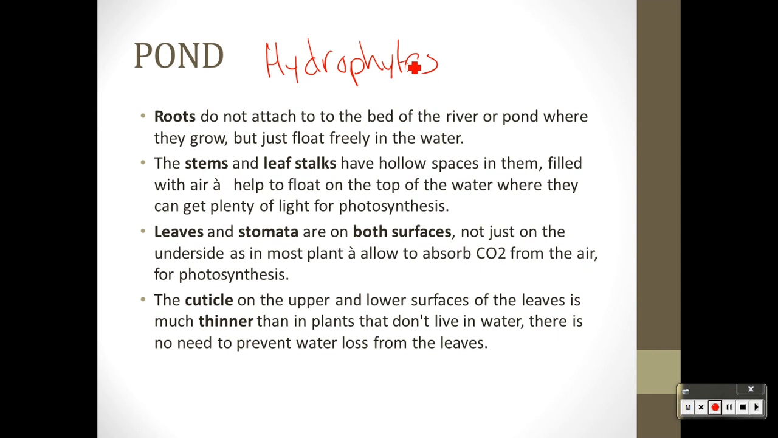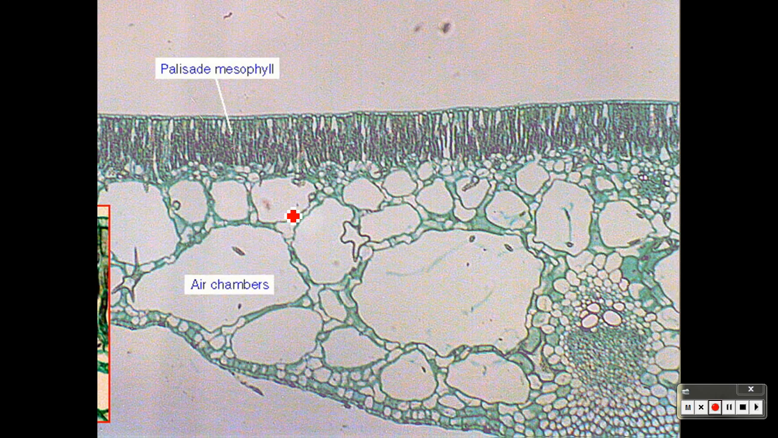Now hydrophytes, they float, and they're able to float because their stems, leaves, and stalks have spaces filled with air. They have stomata on top and on bottom, just in case they flip over. And also it's really hard to absorb CO2 from the air when you're floating on top of water. They have a very thin cuticle because it doesn't really need to protect itself from water loss. And no roots, they just float about freely. So hydrophytes have adapted that way.